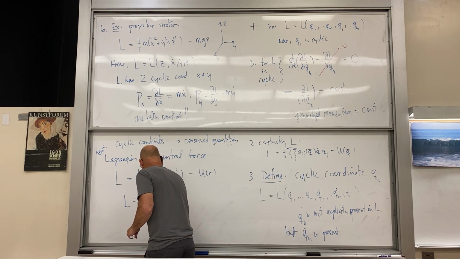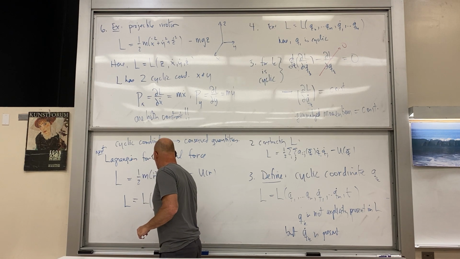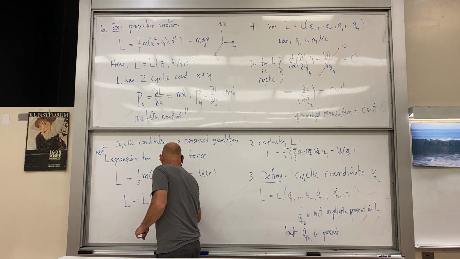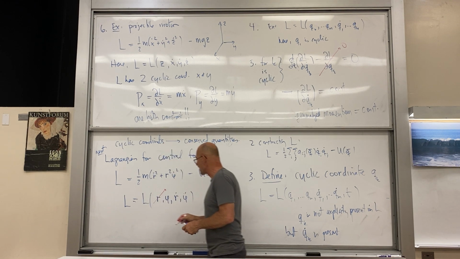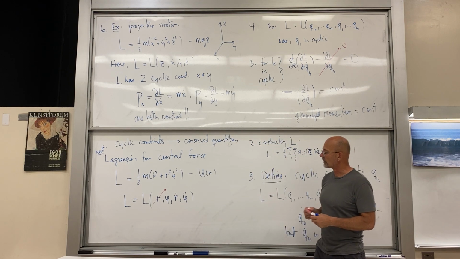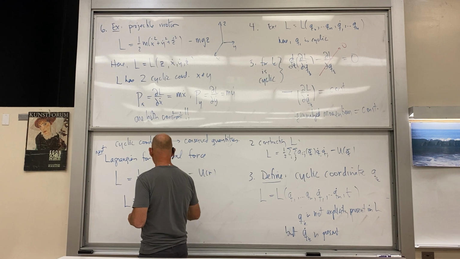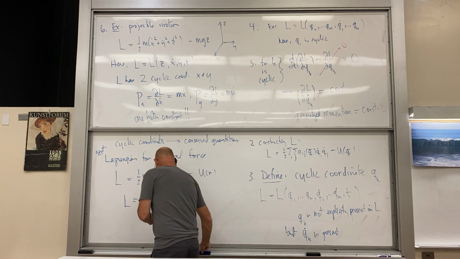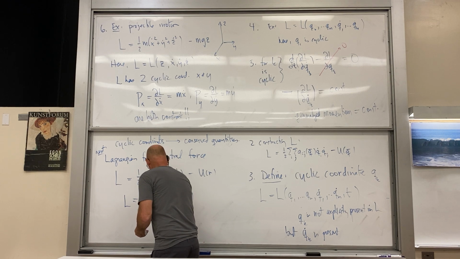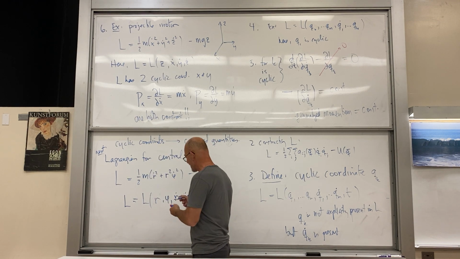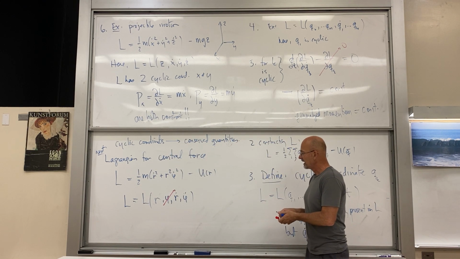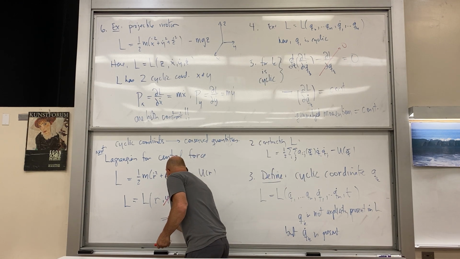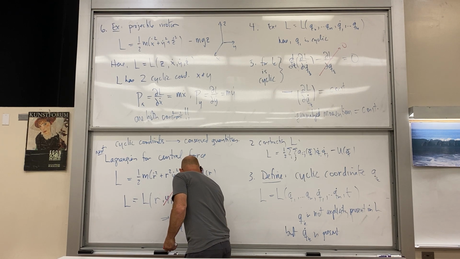It is L of r, phi, r dot, phi dot, but guess what? It does not explicitly have the phi. It has the r, of course, but it does not explicitly have the phi. So that's gone. And immediately we have P sub phi equals dL/d phi dot.